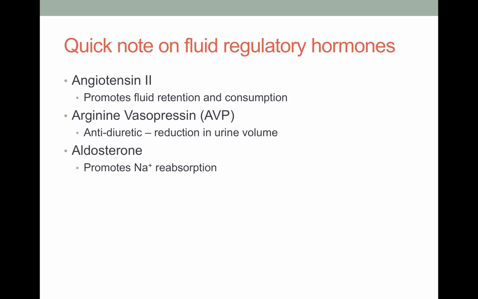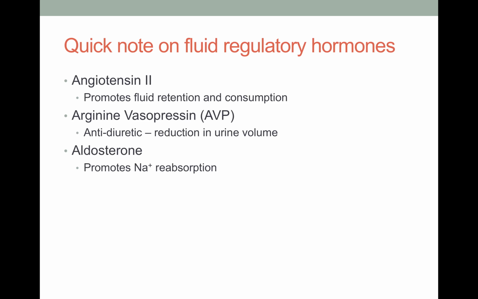Okay, so the other two mechanisms we had for hypertension were sympathetic nervous system activation and the renin-angiotensin-aldosterone system. So I want to take a step back and describe these hormones a little bit. Of course, these are hormones that I am particularly interested in because they're also known as fluid regulatory hormones. So they really adjust the system to account for dehydration, overhydration, etc. Okay, so we have angiotensin 2, arginine vasopressin, and aldosterone. Now, angiotensin 2 does promote fluid retention and consumption. It's also a potent vasoconstrictor.